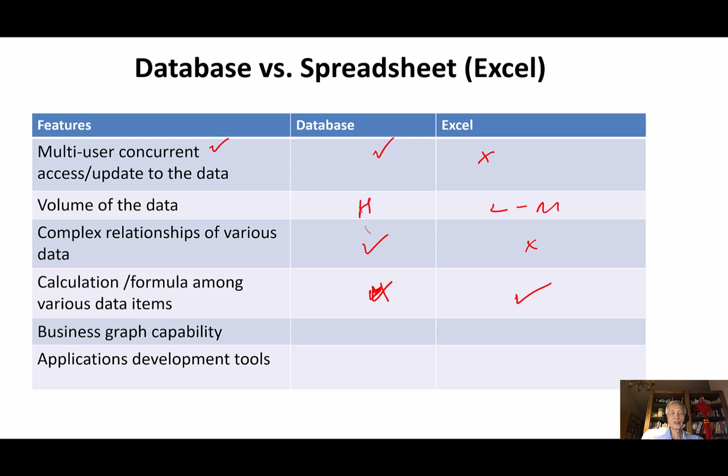Okay. A business graph, relational database, don't do business graph. You have to export the data and use a third-party tool to do the business graph. Excel, there's a built-in charting tool for data visualization, so they're pretty good. At least for basic one, they're capable of doing it.